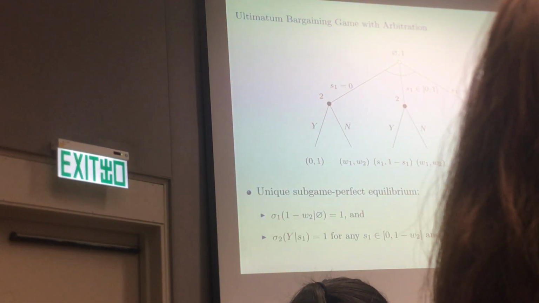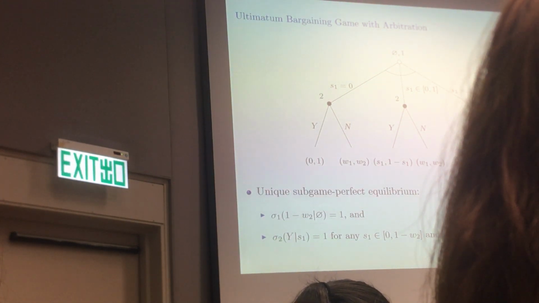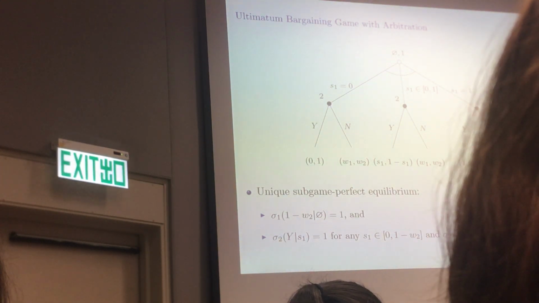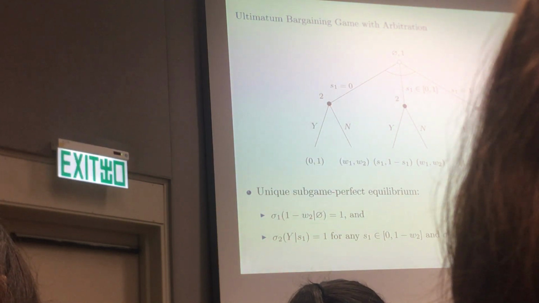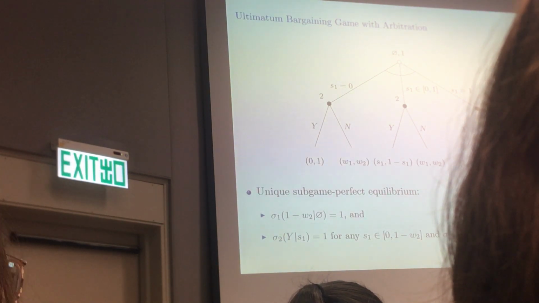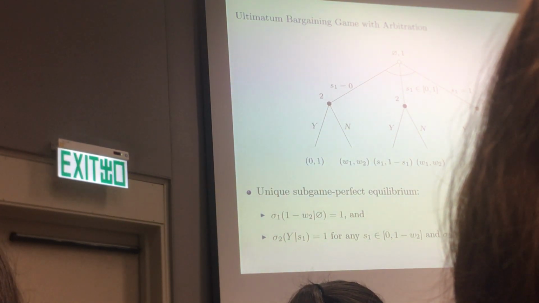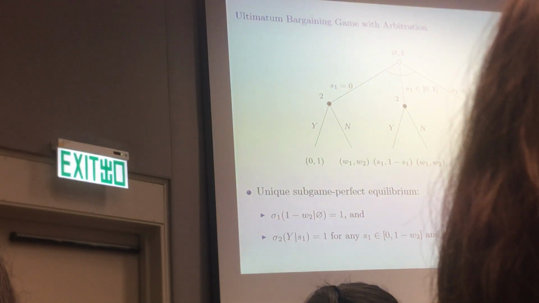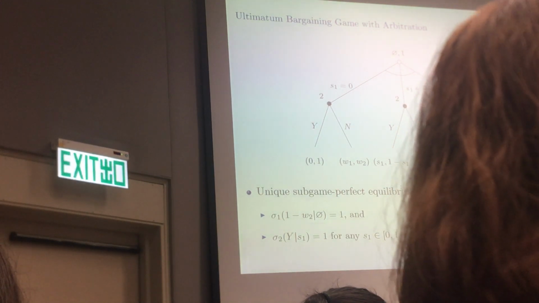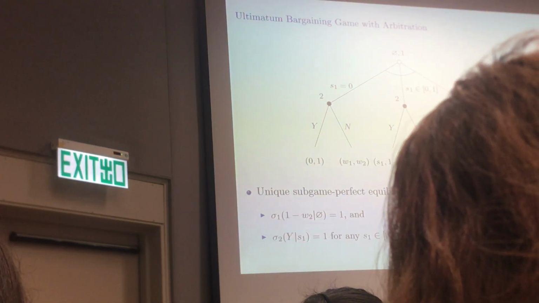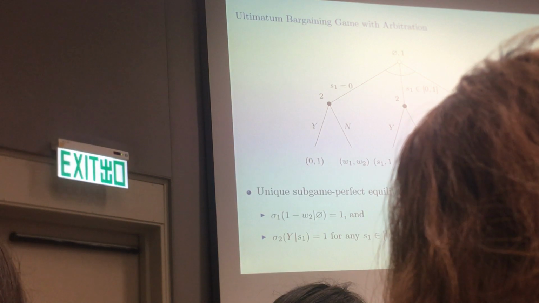So what is the message of this game? Let's think about the equilibrium payoff, the final payoff in equilibrium. Player 1's equilibrium payoff at the end of the day is S1, which is equal to 1 minus W2. And player 2's equilibrium payoff at the end of the day is equal to W2.